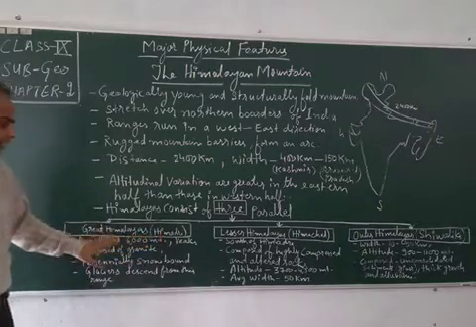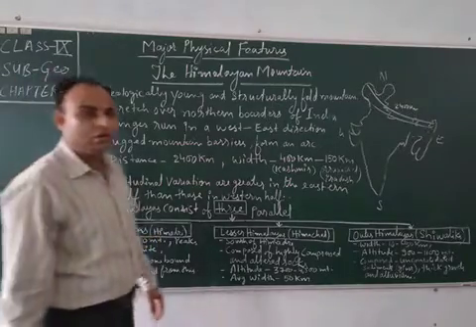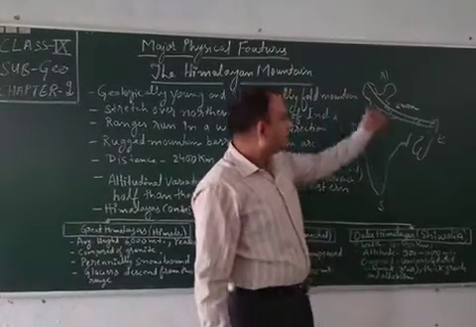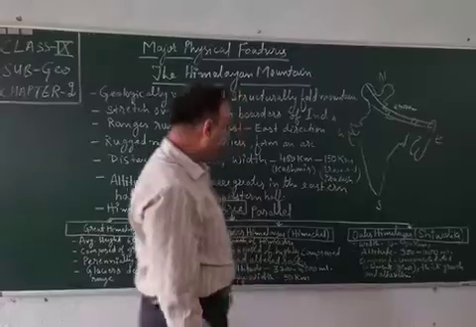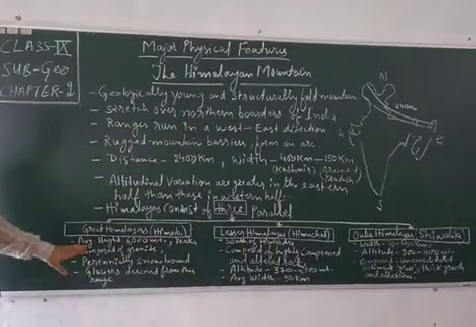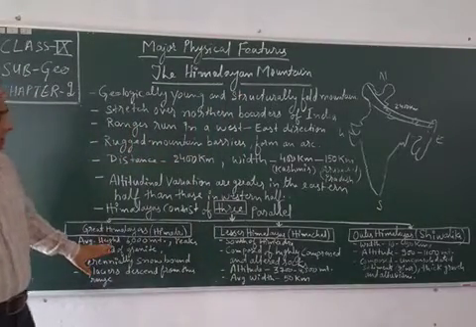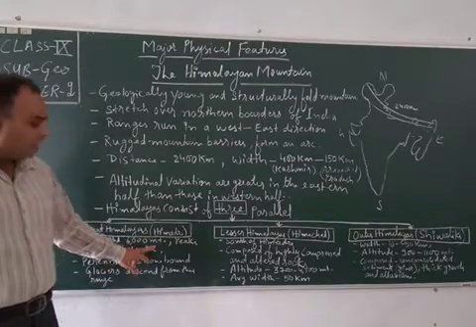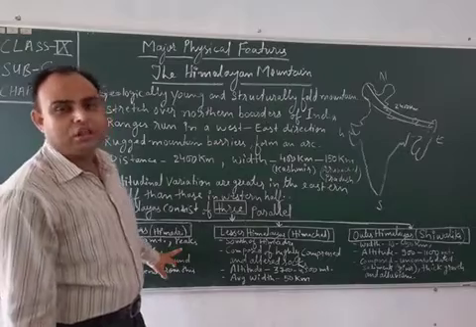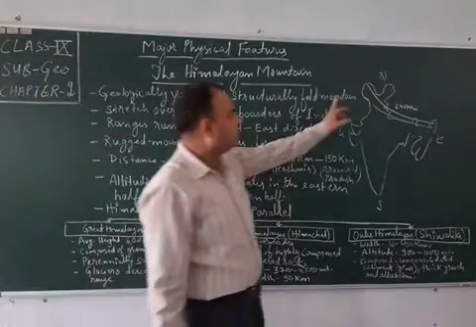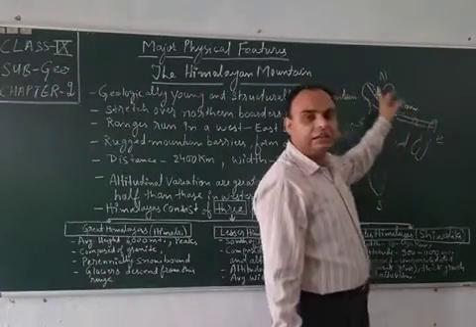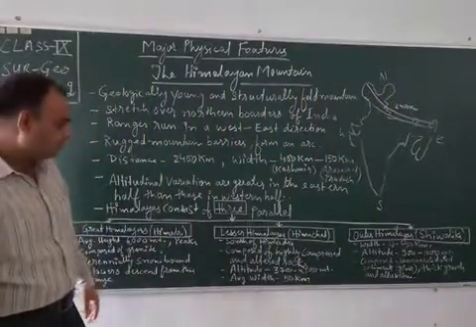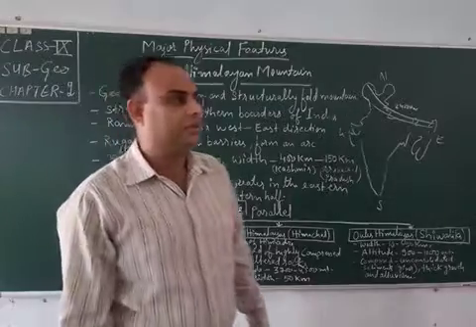Greater Himalaya is the northernmost range of the Himalayas. The average height of this Himadri is 6,000 meters, and almost all the prominent peaks are found in this Greater Himalayas. Some of the names of the peaks are here.